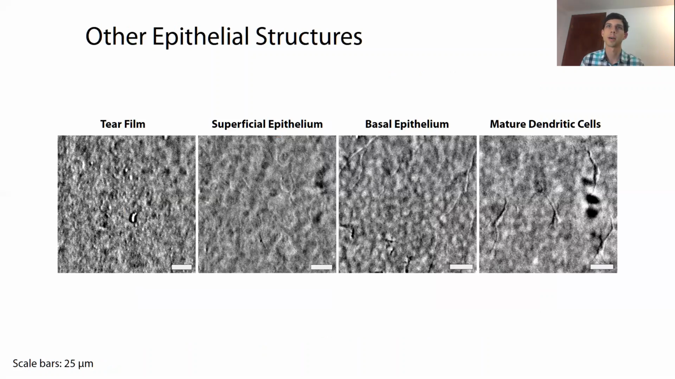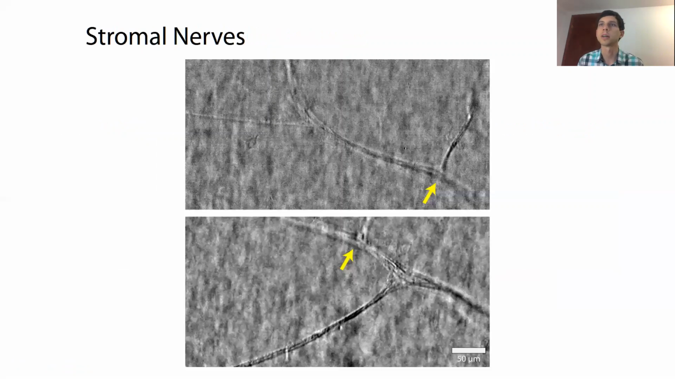We can look at other epithelial structures such as the superficial epithelium. You see sort of these flattened edges of the cells. The basal epithelium are this white mosaic of dots. And we also see, very interestingly, these mature dendritic cells. Deeper into the stroma, we see these larger stromal nerves.